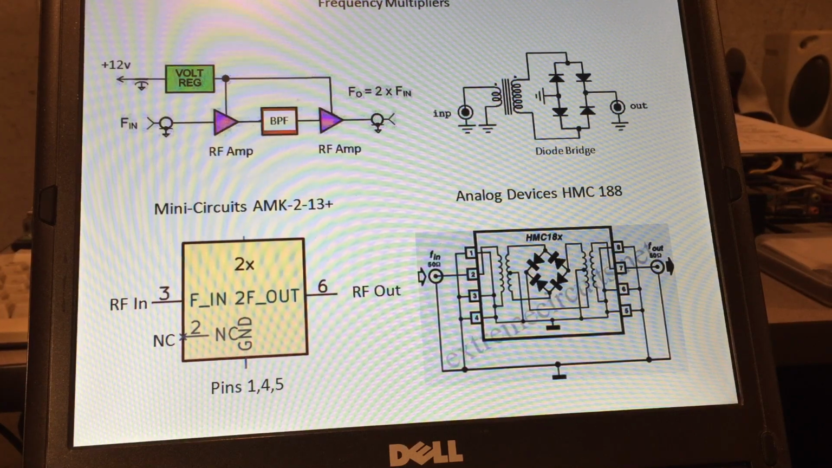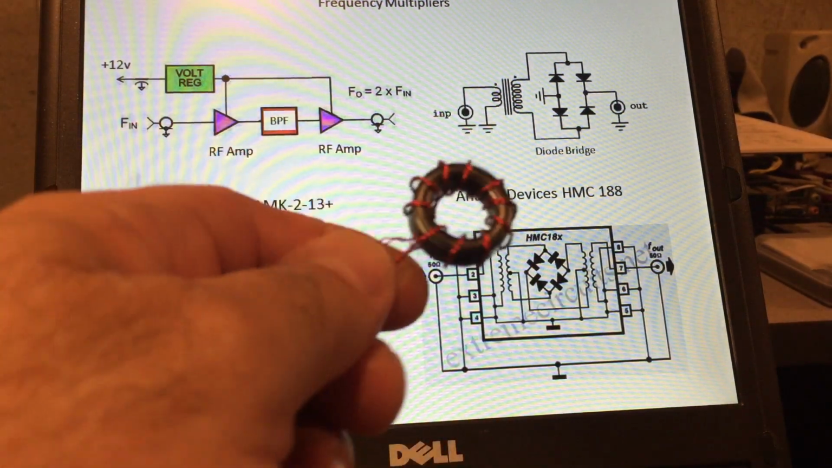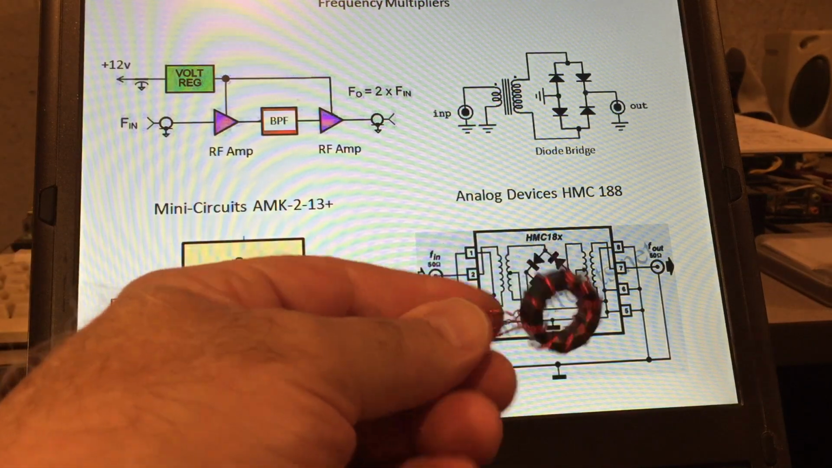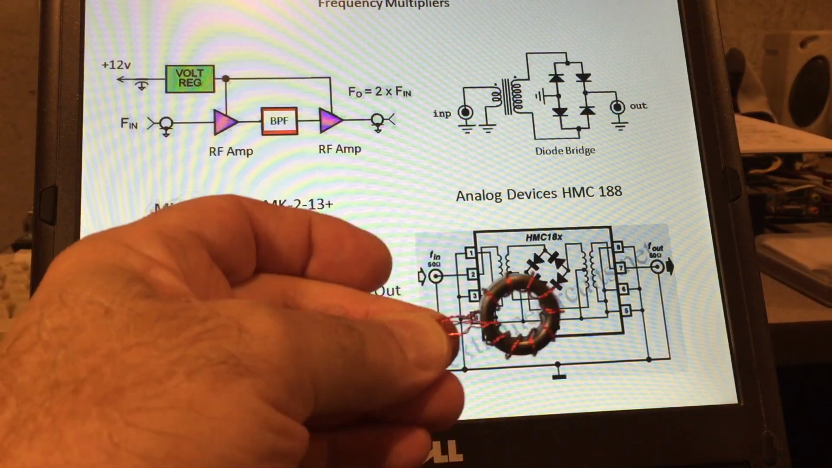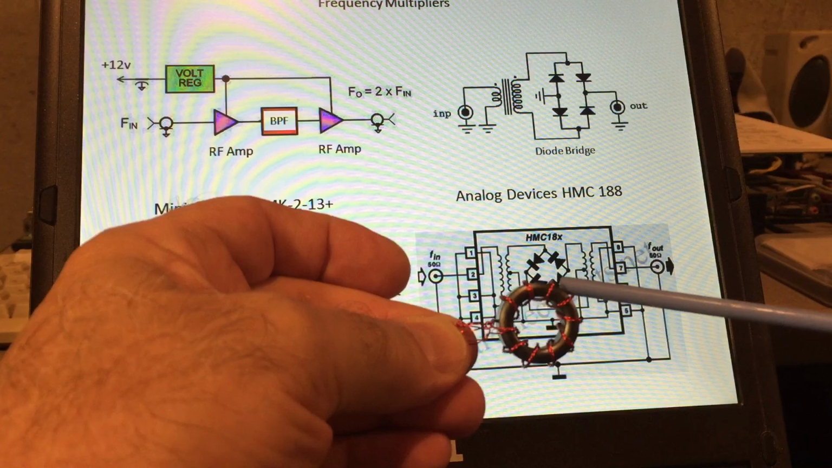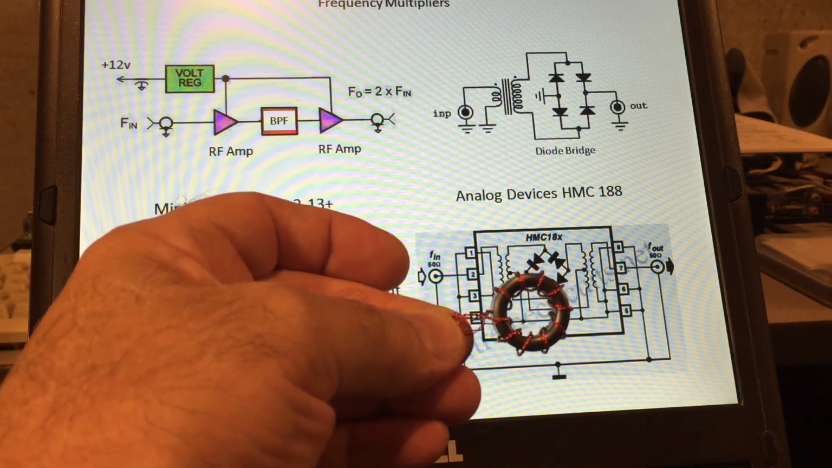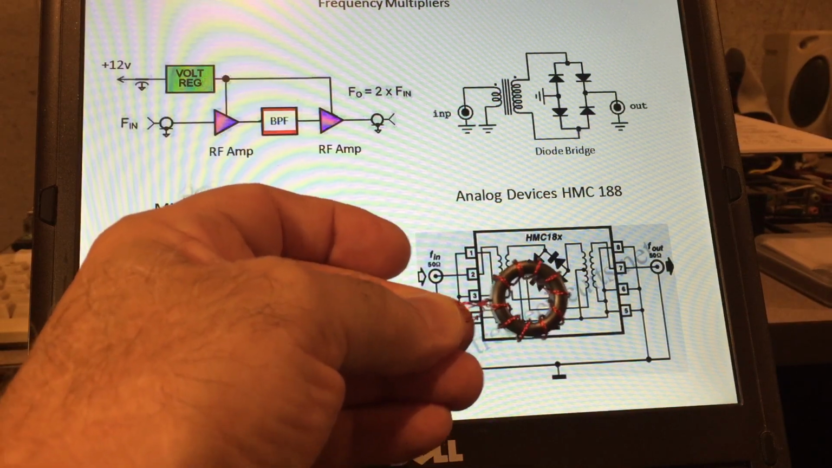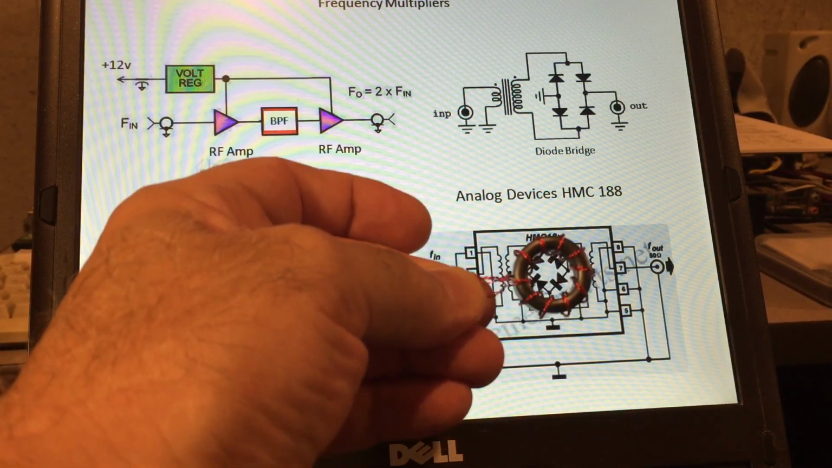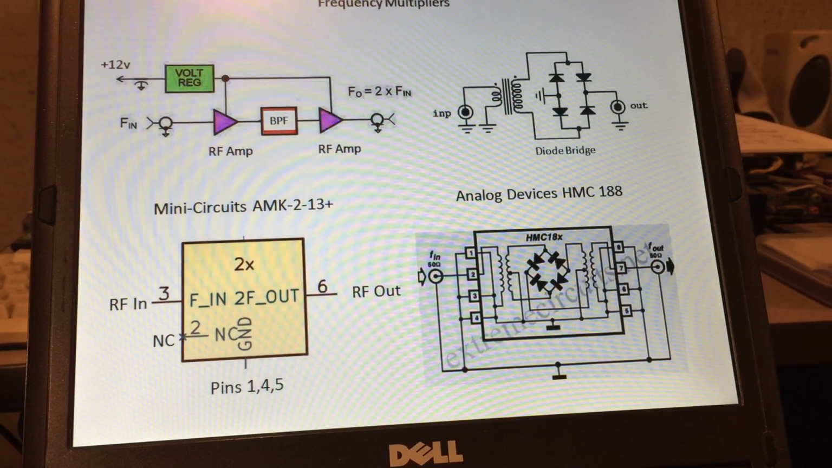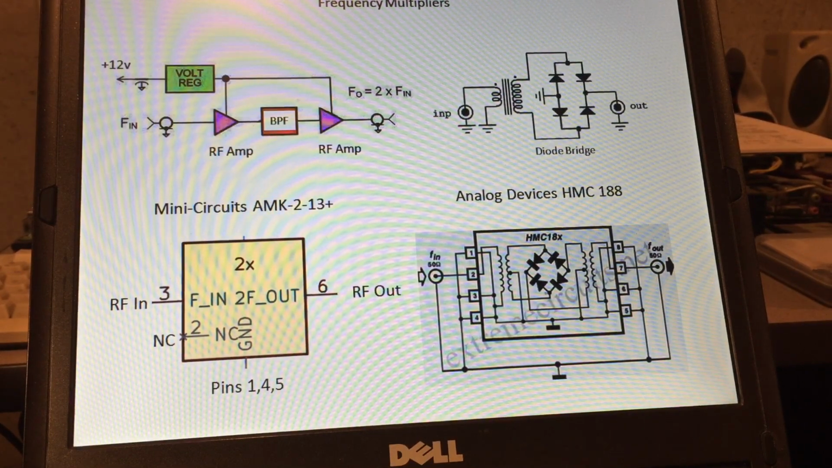Now again, this is similar to the mixer circuit, so you can go ahead and wind your own transformers. This is material 43. This particular one is trifilar wound, so you just twist 3 wires together and then about 10 turns on the toroid. Okay, and there's another way of winding that I'll show you. That's just a little easier for me.